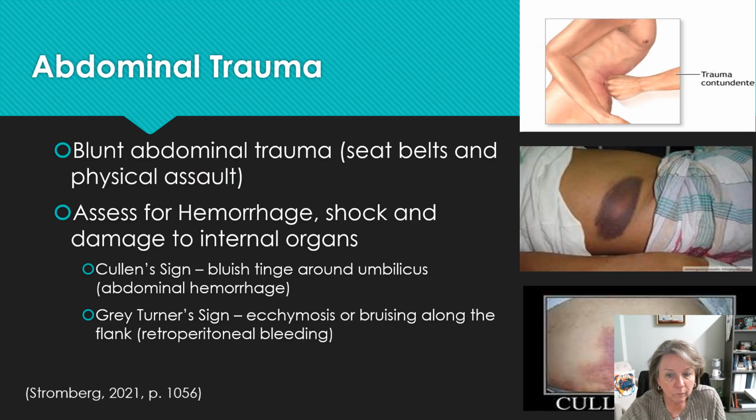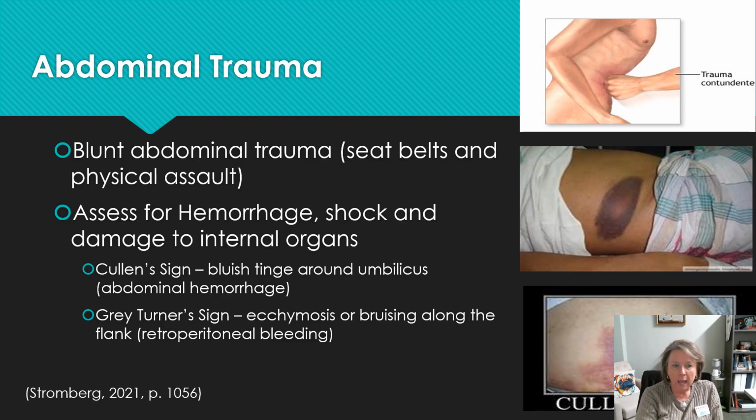It's important. So here we are, abdominal trauma again. I took my picture down so you could see this slide, all of it. It's important. Blunt abdominal trauma, we can see with seat belts and physical assault. Somebody punches you. Do you see that punch up there? And it's going in. You kind of can see, if you look at that fist going into force and what it's doing to the body, what you're taking in. It's that blunt trauma. Assess for hemorrhage, shock, and damage to internal organs.